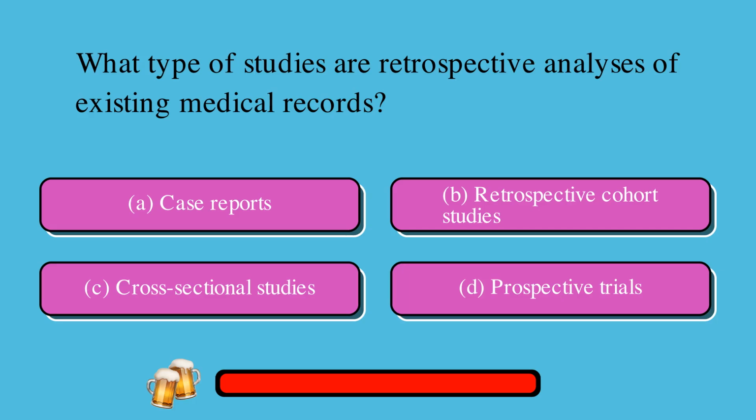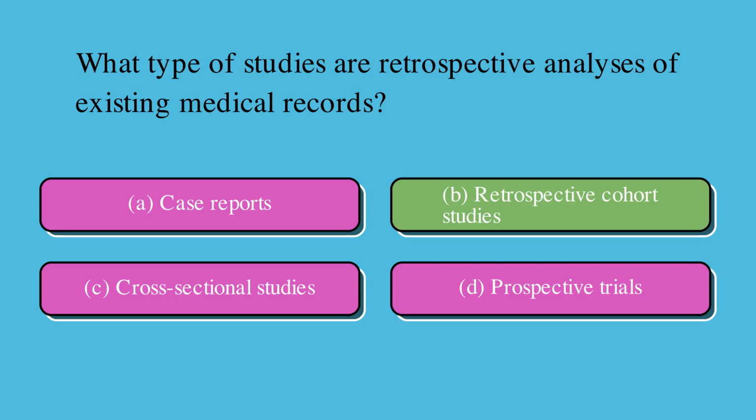What type of studies are retrospective analyses of existing medical records? A, case reports, or B, retrospective cohort studies, or C, cross-sectional studies, or D, prospective trials? The correct answer is B, retrospective cohort studies.